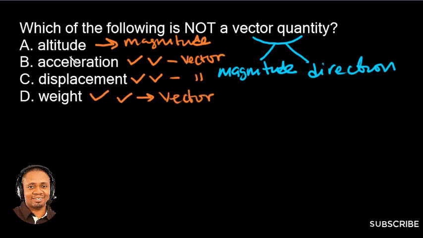So the quantity here that is not a vector quantity is altitude. So answer option A is the right answer.